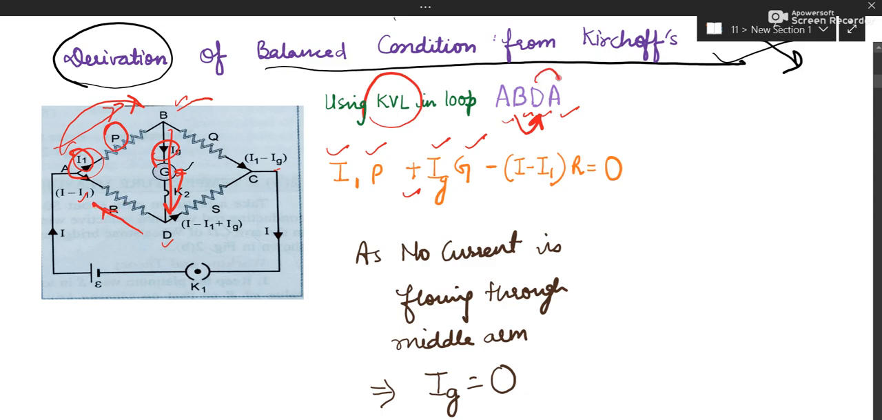You have to go from D to A. That is your loop, closed loop. So it is again current into resistance. Resistance is R. So this is your current and this is your resistance. Why is the negative sign there? Because you are going from D to A, but current is coming. You can see here this arrow. Current in this arm is coming from A to D. So this will be denoted negative, which I have denoted here. So my equation is ready.